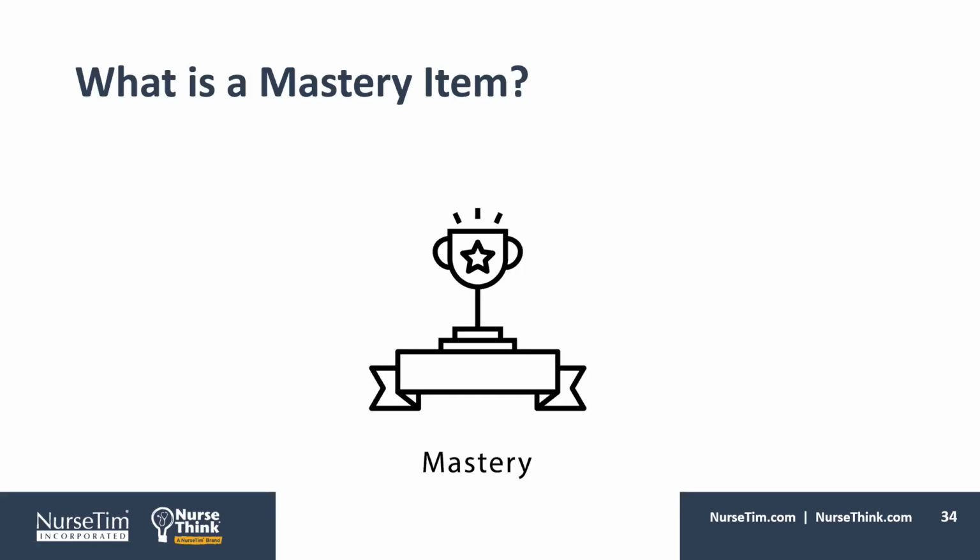Now, what I cannot do is see my analytics after the test and say, oh, gee, item number 5, everybody got it correct, therefore it must have been a mastery item. No, that's not how it works. A mastery item is pre-planned. It is not post-planned.